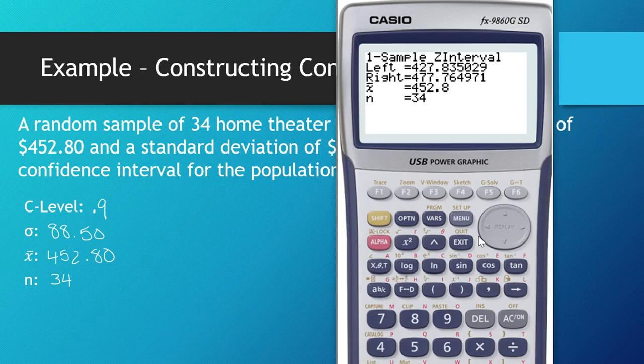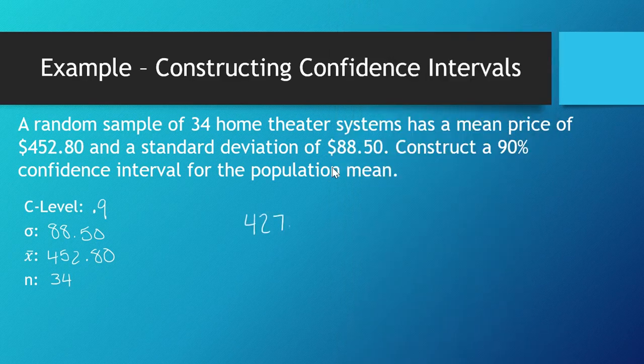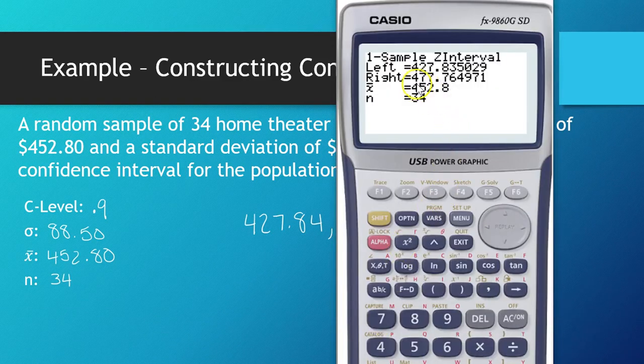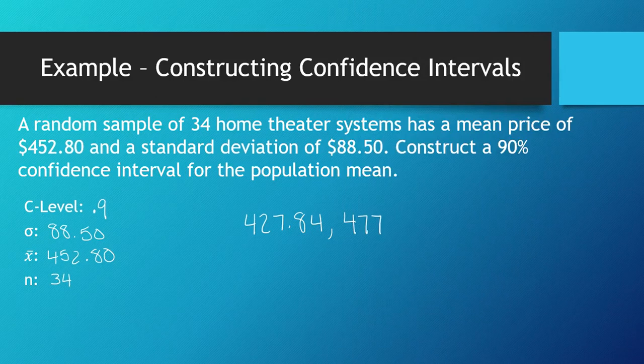Okay, when we write confidence intervals, we write them as numbers in parentheses. So because this is dealing with money, I'm going to round these things to 2 decimal places. So it's going to be 427.84, comma, and then the maximum one was 477.76. All right, so 477.76, and I put this in parentheses. That's typically how we write confidence intervals. Okay, so when you're asked to construct a confidence interval, you're going to get that lower number, that higher number, put them in parentheses. Okay, great.